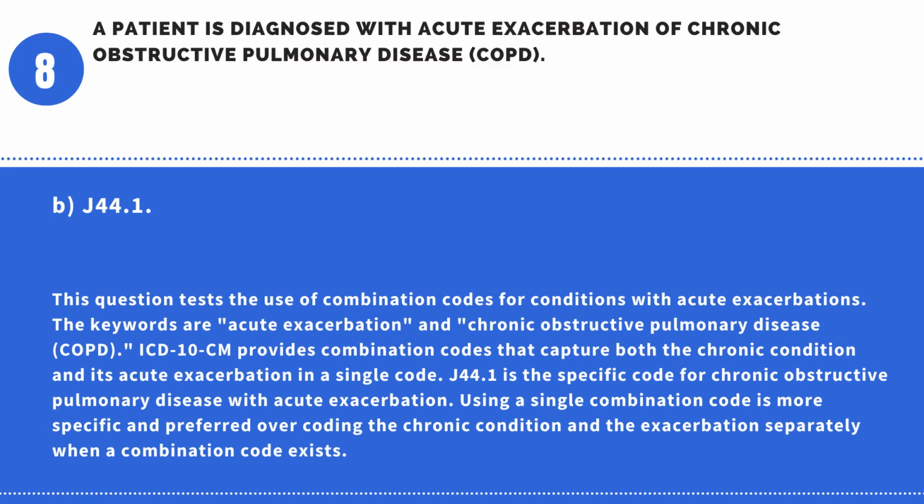Answer, B, J44.1. This question tests the use of combination codes for conditions with acute exacerbations. The keywords are acute exacerbation and chronic obstructive pulmonary disease, COPD. ICD-10-CM provides combination codes that capture both the chronic condition and its acute exacerbation in a single code. J44.1 is the specific code for chronic obstructive pulmonary disease with acute exacerbation. Using a single combination code is more specific and preferred over coding the chronic condition and the exacerbation separately when a combination code exists.